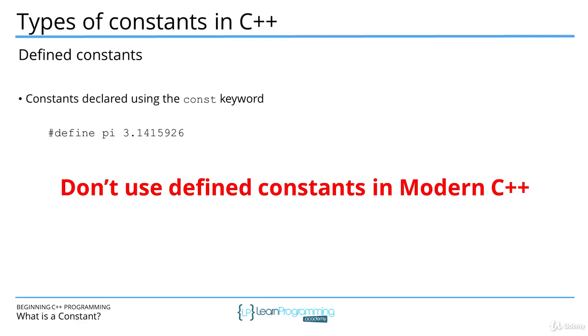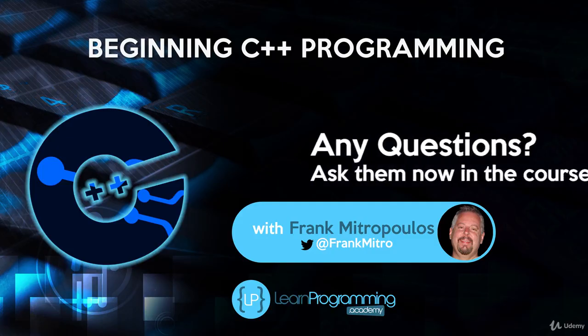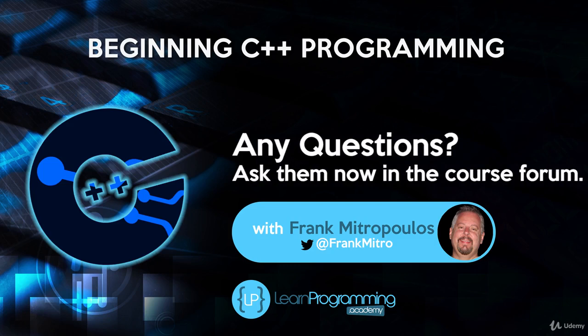Since the preprocessor doesn't know C++, it can't type check, and this could lead to difficult to find errors. So please don't use defined constants in modern C++ code. In the next video, we'll head over to the CodeLight IDE and see how we can declare and use constants in C++. First, we'll write a program using literal constants, then we'll refactor the code to use declared constants.